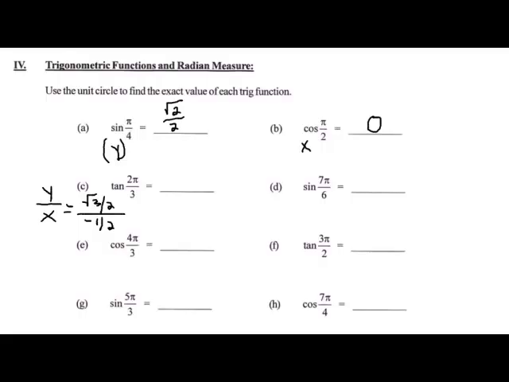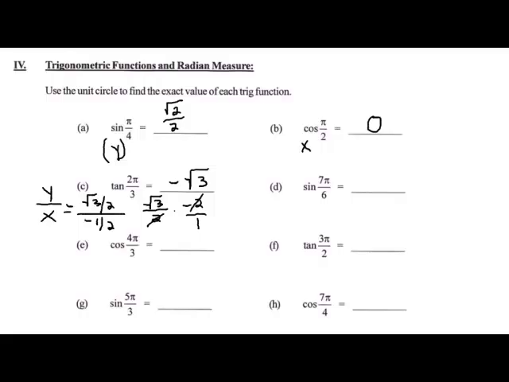Now remember, when we're dividing, it's the same as multiplying by the reciprocal. So the square root of 3 over 2 times the reciprocal of -1/2, which is -2 over 1. So we can cancel our 2's. And we get negative square root of 3. So the tangent of 2 pi over 3 is negative square root of 3.